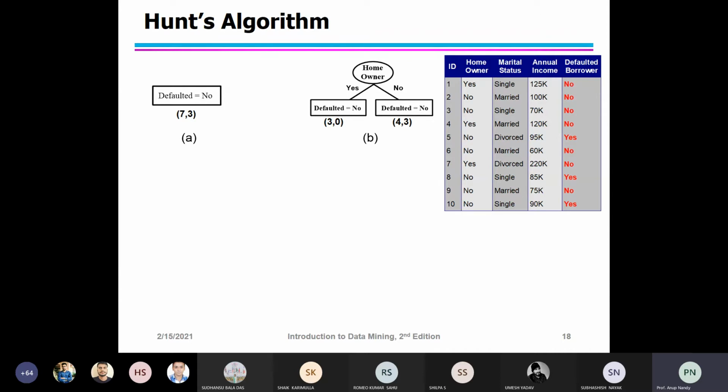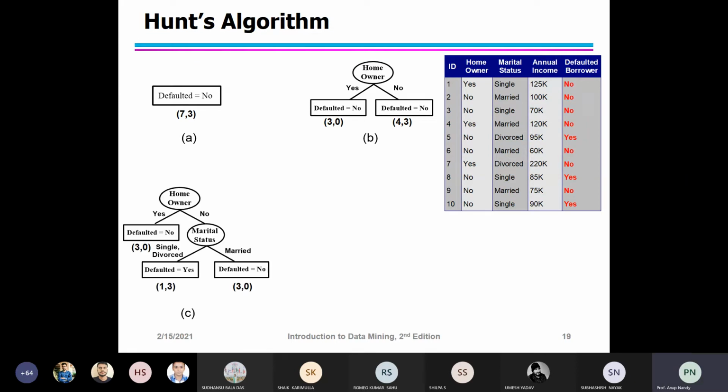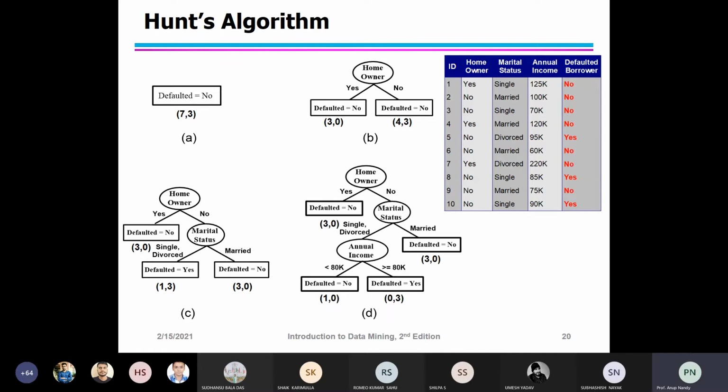Then for the right child, we need to continue applying the recursive step of the Hunt's algorithm until all the records belong to the same class. Now the tree resulting from each recursive step is shown in figure C and figure D.